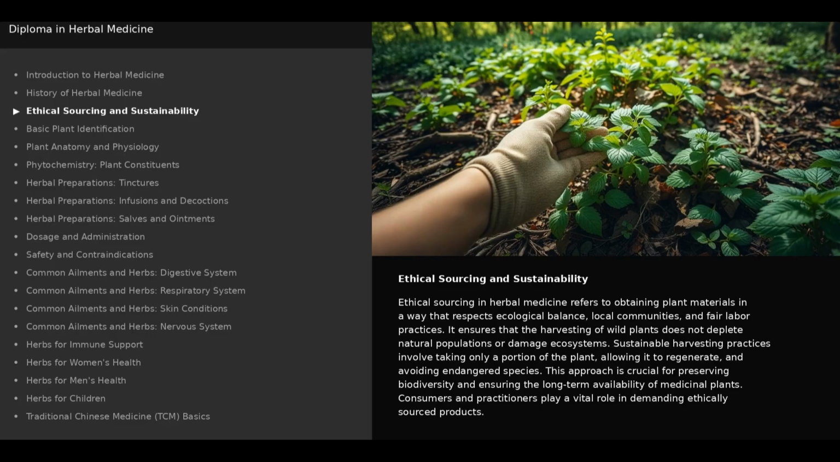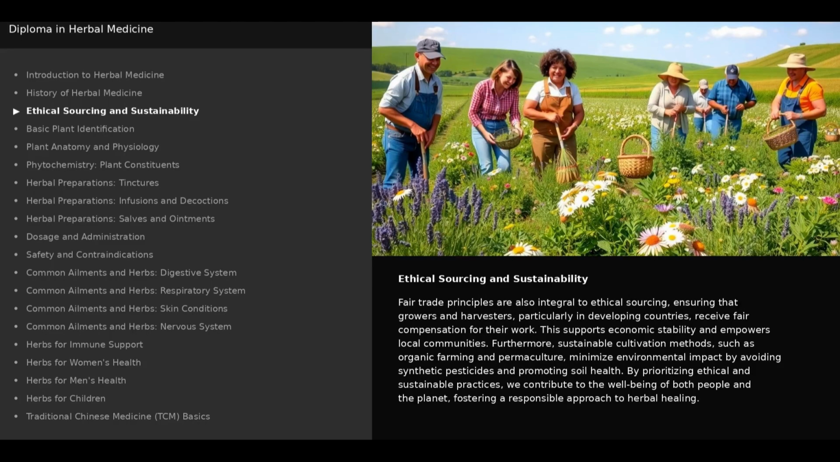Consumers and practitioners play a vital role in demanding ethically sourced products. Fair trade principles are also integral to ethical sourcing, ensuring that growers and harvesters, particularly in developing countries, receive fair compensation for their work. This supports economic stability and empowers local communities. Furthermore, sustainable cultivation methods, such as organic farming and permaculture, minimize environmental impact by avoiding synthetic pesticides and promoting soil health. By prioritizing ethical and sustainable practices, we contribute to the well-being of both people and the planet, fostering a responsible approach to herbal healing.